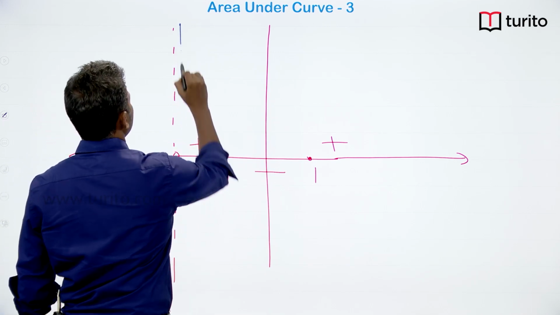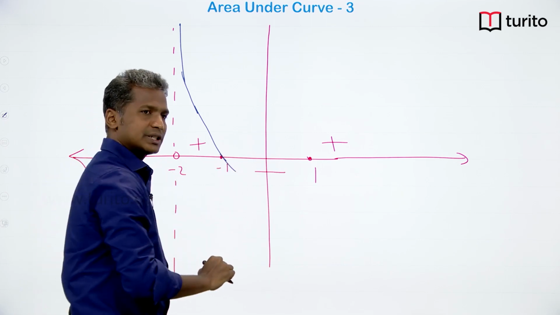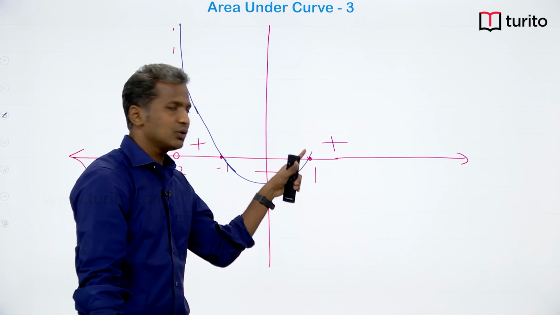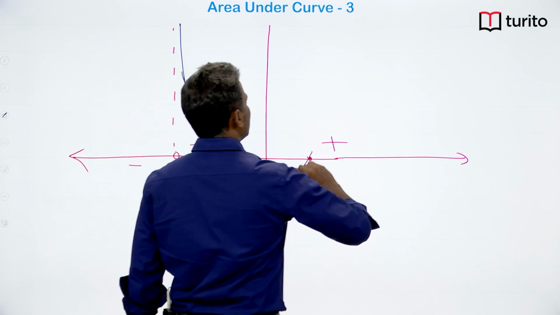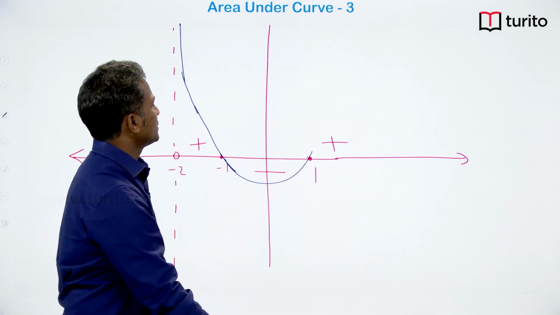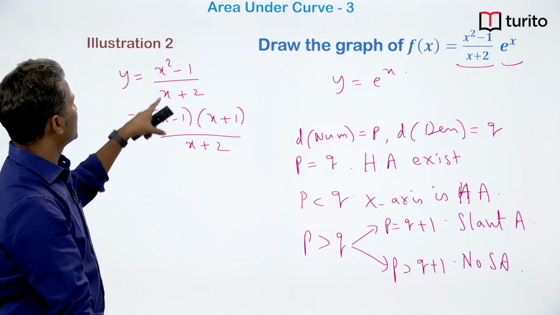I will draw that in blue, because this is the vertical asymptote. So, here the graph will start somewhat like this. It has to cut at minus 1 because it is a root. It has to cut at 1 because it is a root. So, the graph will turn and go this way, and here the graph may approach one straight line.